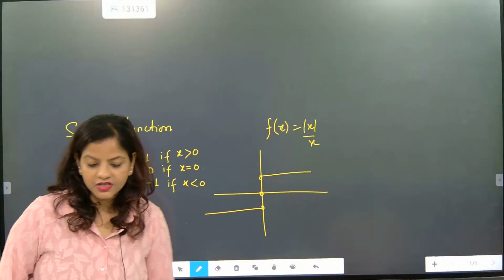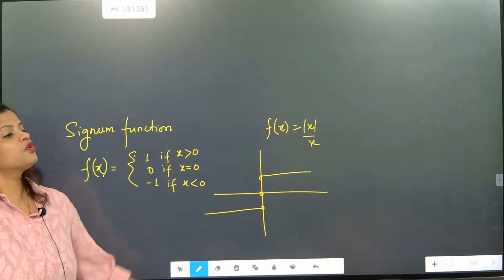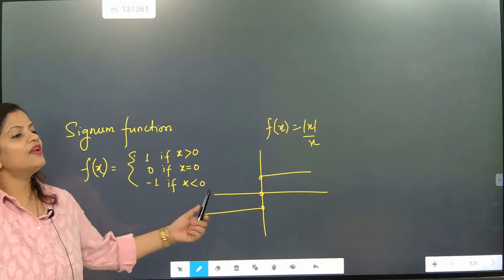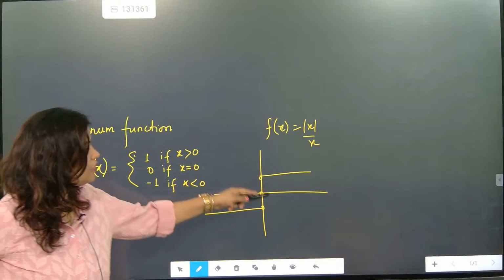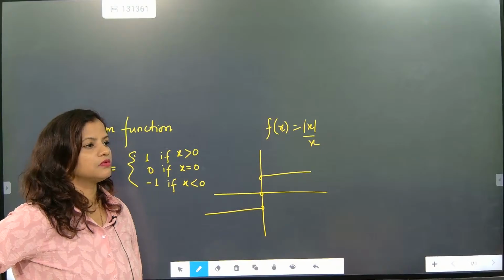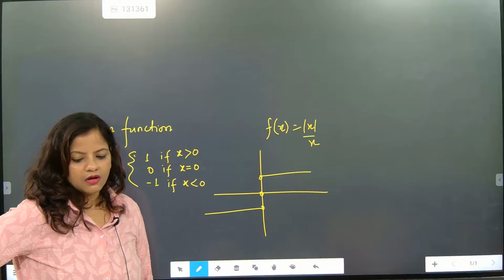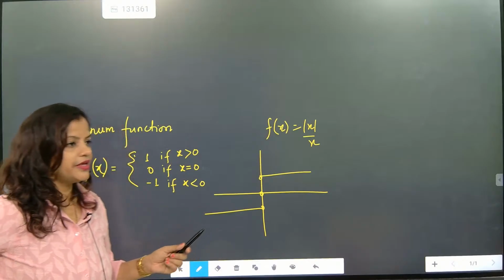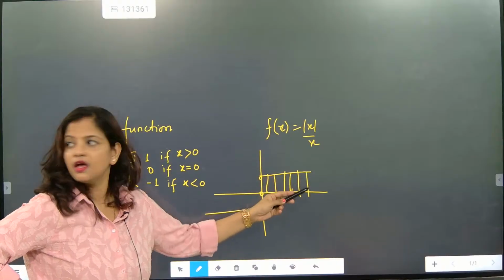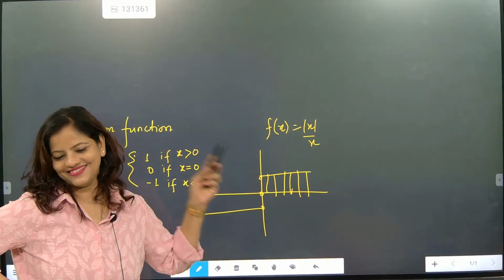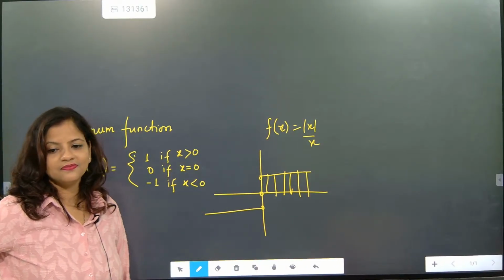By seeing the graph of signum function, I hope you are going to analyze: is it into or onto? Many-one or one-one? Many-one, because all the different values of x are there. X you are putting 1, x you are putting 2, x you are putting 3, 4, 5, 6, the y value is coming as only 1. So y value is coming only 1.